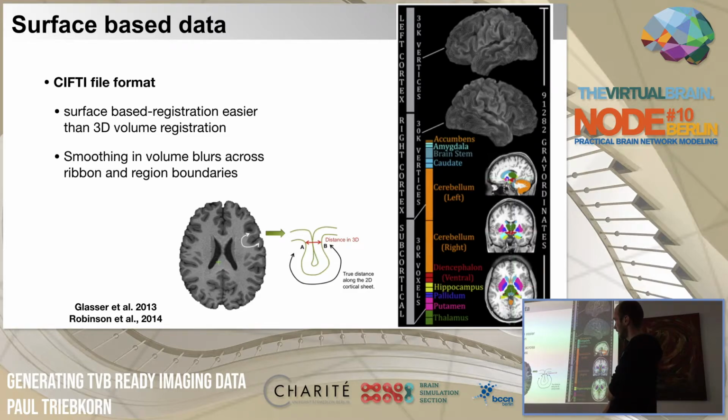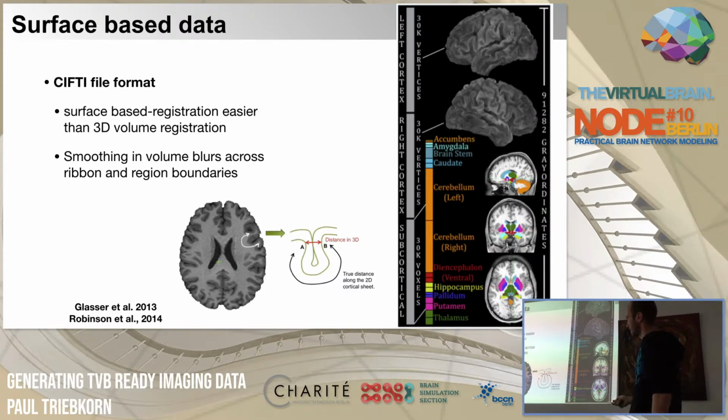So what are the benefits of doing surface-based data representation? Well, aligning them with an atlas or between subjects is a lot easier. Moving around vertices on a sphere, on a sheet, is easier than in a 3D volume, and you get less blurring. Most of the fMRI preprocessing steps and statistical analysis also do blurring, and what this could lead to is that you blur across region boundaries.